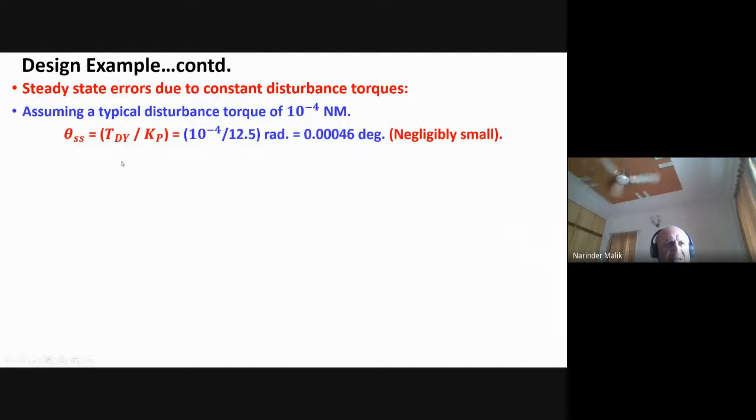Then the next is steady state errors due to constant disturbance torque. Assuming a typical disturbance torque acting on a spacecraft is 10 to power minus 4 Newton meter, theta steady state will result in this kind of an error, which is negligible. So we don't have to worry. Okay, so we can go with a simple proportional derivative controller also. We need not go for a PID controller and make the system prone to instability.